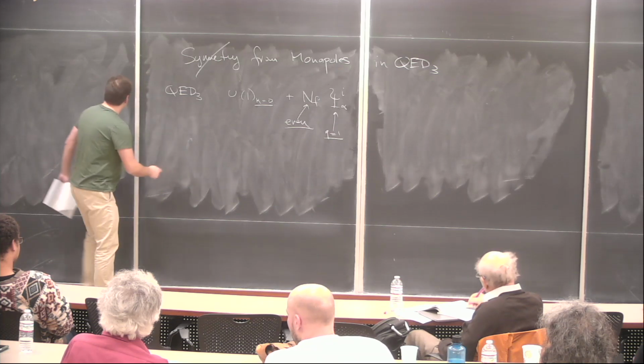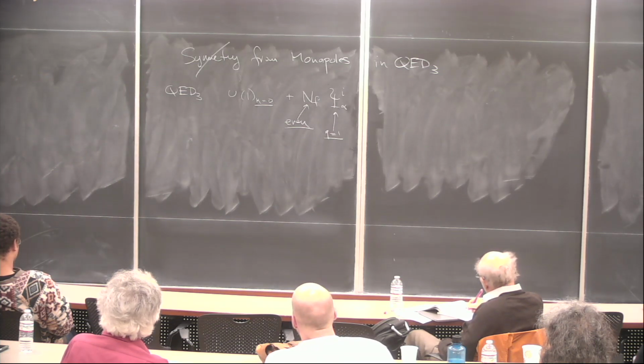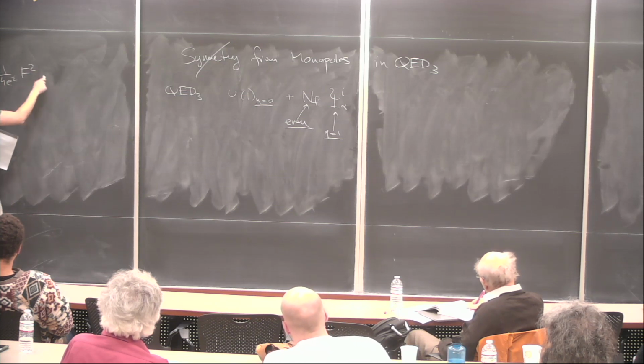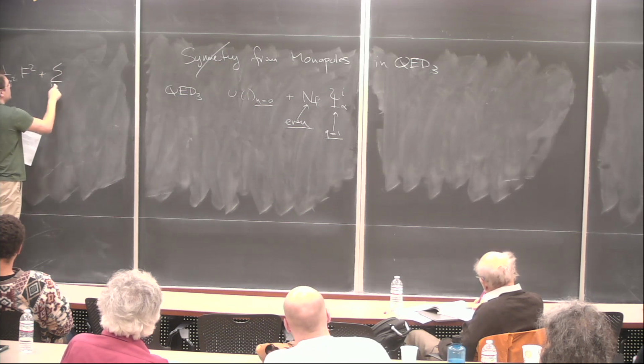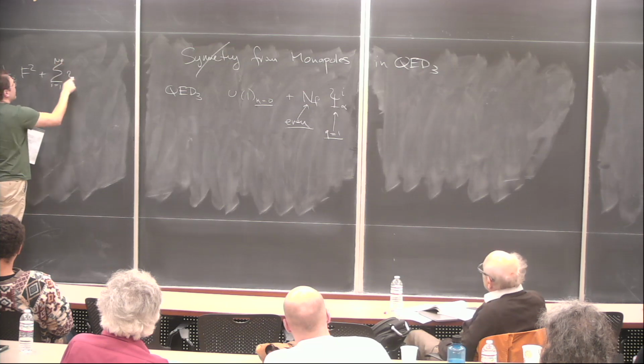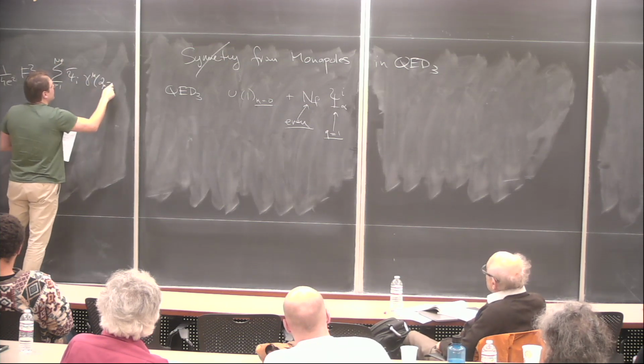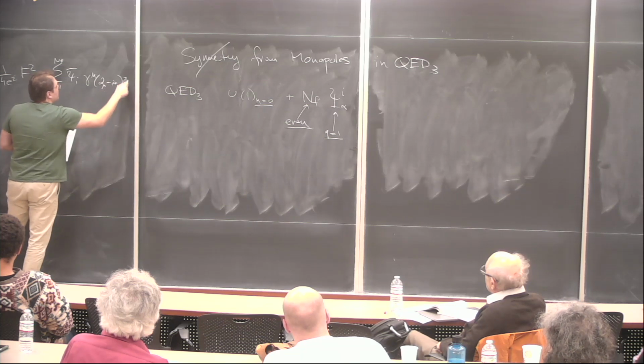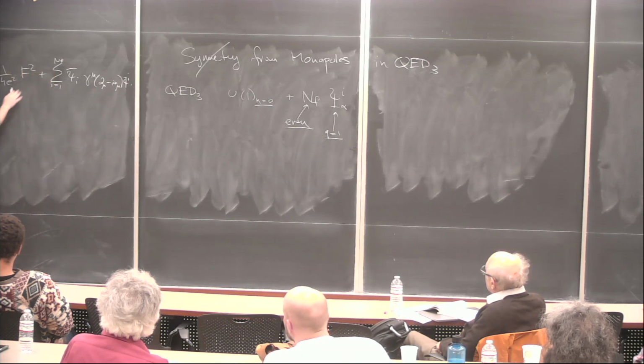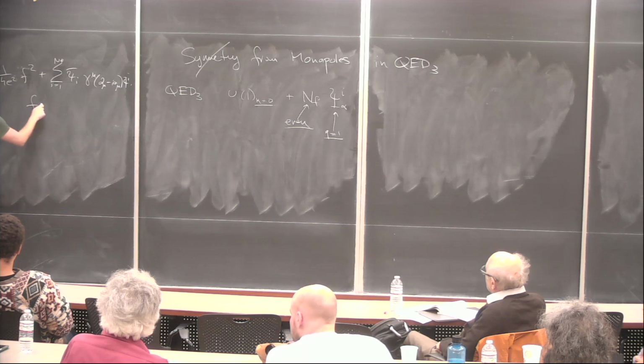And the Lagrangian is just the standard QED Lagrangian. Quickly write it. So i here is a flavor index, and here's the gauge field, and F is the field strength of the dynamical U1 gauge field.